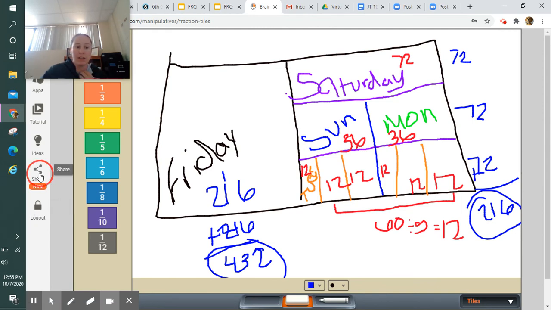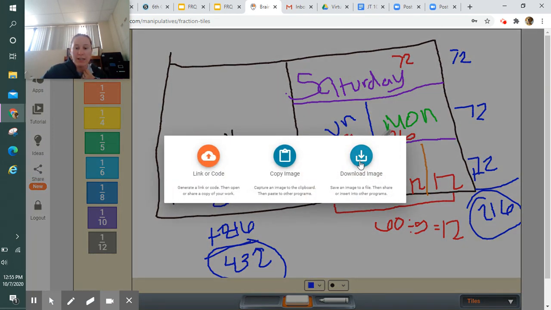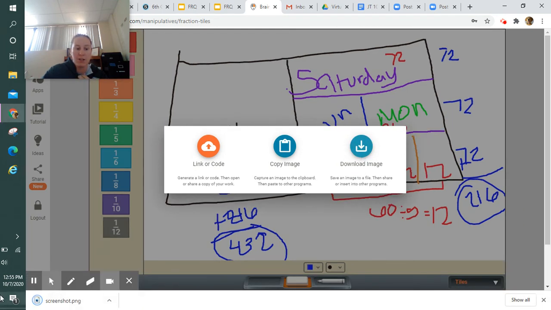Okay, so now we have all of this written out, and this is our work. So what we're going to do is click Share. We're going to click Download Image. Okay, so click Download Image, and you see it saved it to my computer. It'll save it to your iPad, your tablet, whatever you're using.